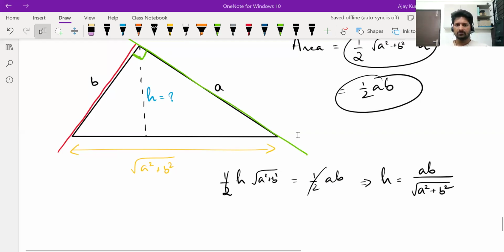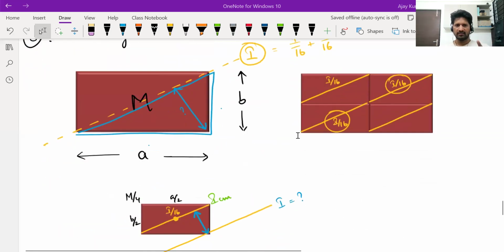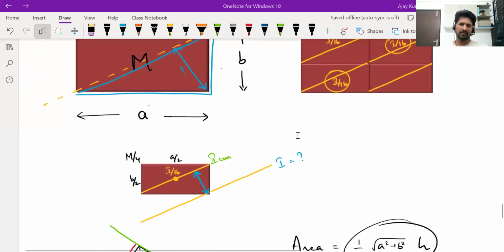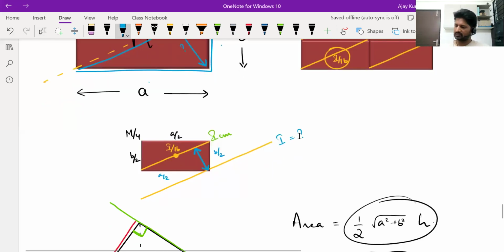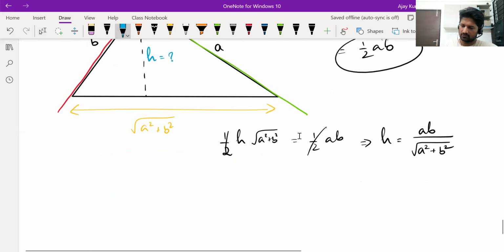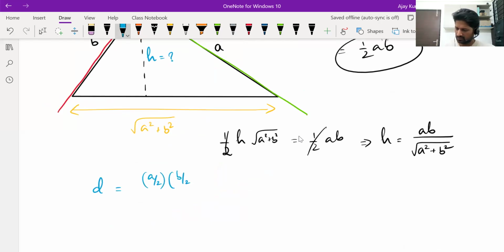So if the sides are A and B, this is the height of the triangle. A and B were sides of the original rectangle. But for this small rectangular piece, the sides are A by 2 and B by 2. So in that case, what will the height be? Let's call it distance d. We are going to use that in the parallel axis theorem. The distance d will be a by 2 into b by 2 divided by square root of a by 2 whole square plus b by 2 whole square.